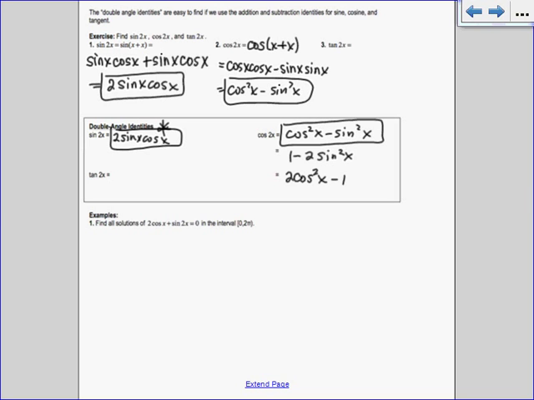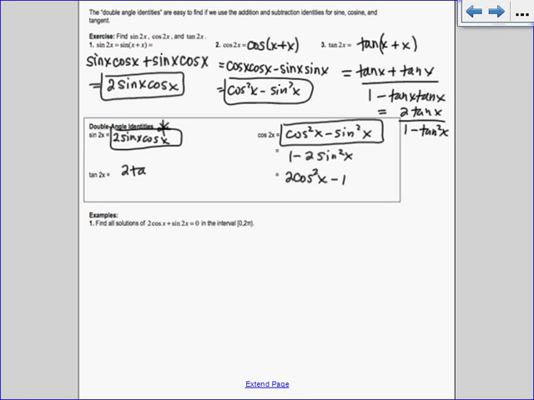And then the last one is tangent of 2x. Well, that's going to be tangent of x plus x. So it works out to be tangent of x plus tangent of x all over 1 minus tangent of x times tangent of x. So the way we write it is 2 tangent of x all over 1 minus tangent squared x. And you might think 1 minus tangent squared x is equal to secant squared or something like that, but it's not. You can check, but it is not one of the Pythagorean identities. All right, so you don't have to memorize that one, but I would know these 2.